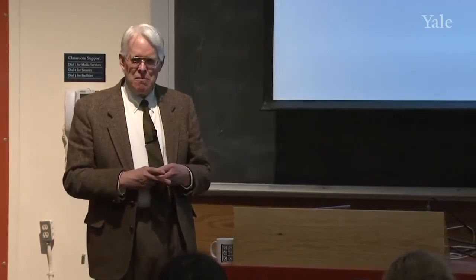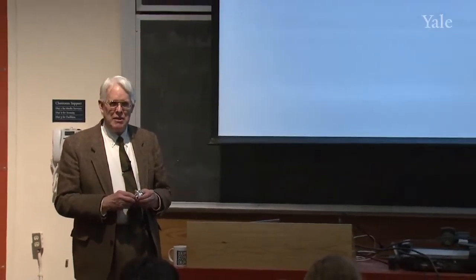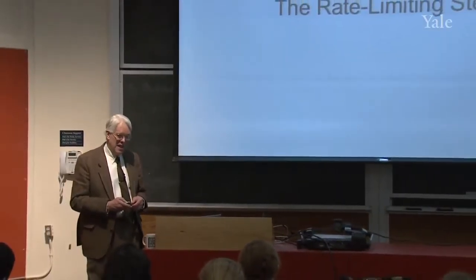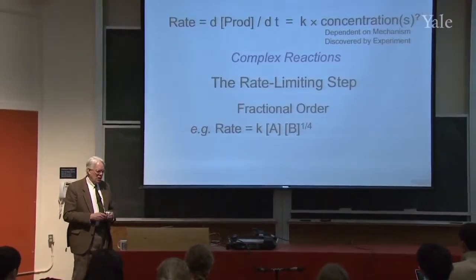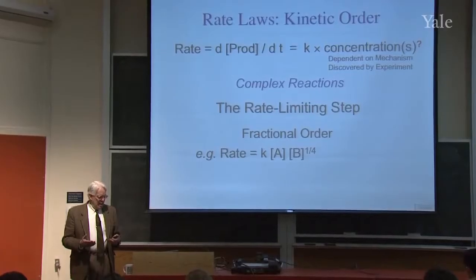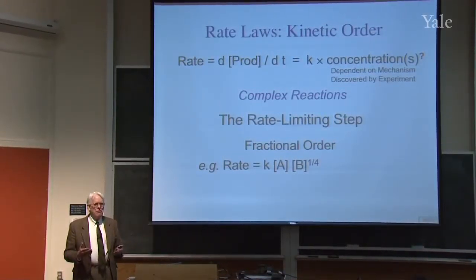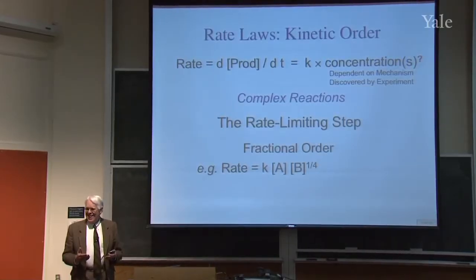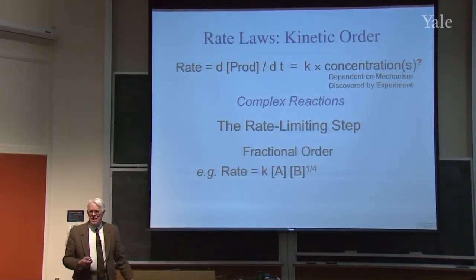And now we're going to look at some complex reactions and how they can get weird orders like fractional orders or even inverse orders. So a fractional order, suppose the rate is proportional to some rate constant times the concentration of A times the concentration of B to the 1/4 power. How can that be? How can you have a fourth of a molecule participate in a reaction?